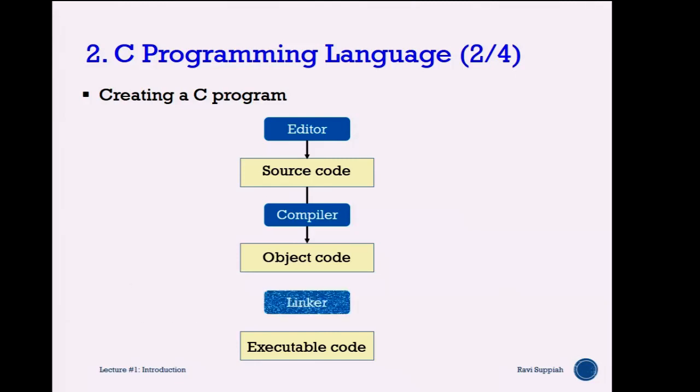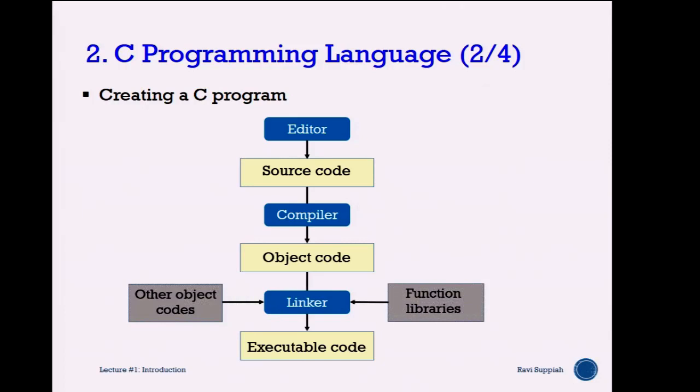This object code, you then need to link together with other object code. Why? Because your whole project may have multiple C files, so all these C files will need to be linked together, along with library files. Library files are files that are already provided by the C development environment. Eventually everything comes together and you get an executable code, the .exe, which is what you execute. Once you run the executable code, that is the running version of whatever code you have written.